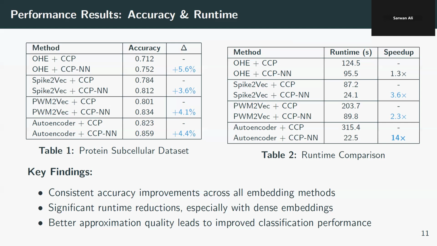The key insight is that the better approximation quality, which comes from using our informative embeddings, actually leads to improved classification performance, not just faster computation.